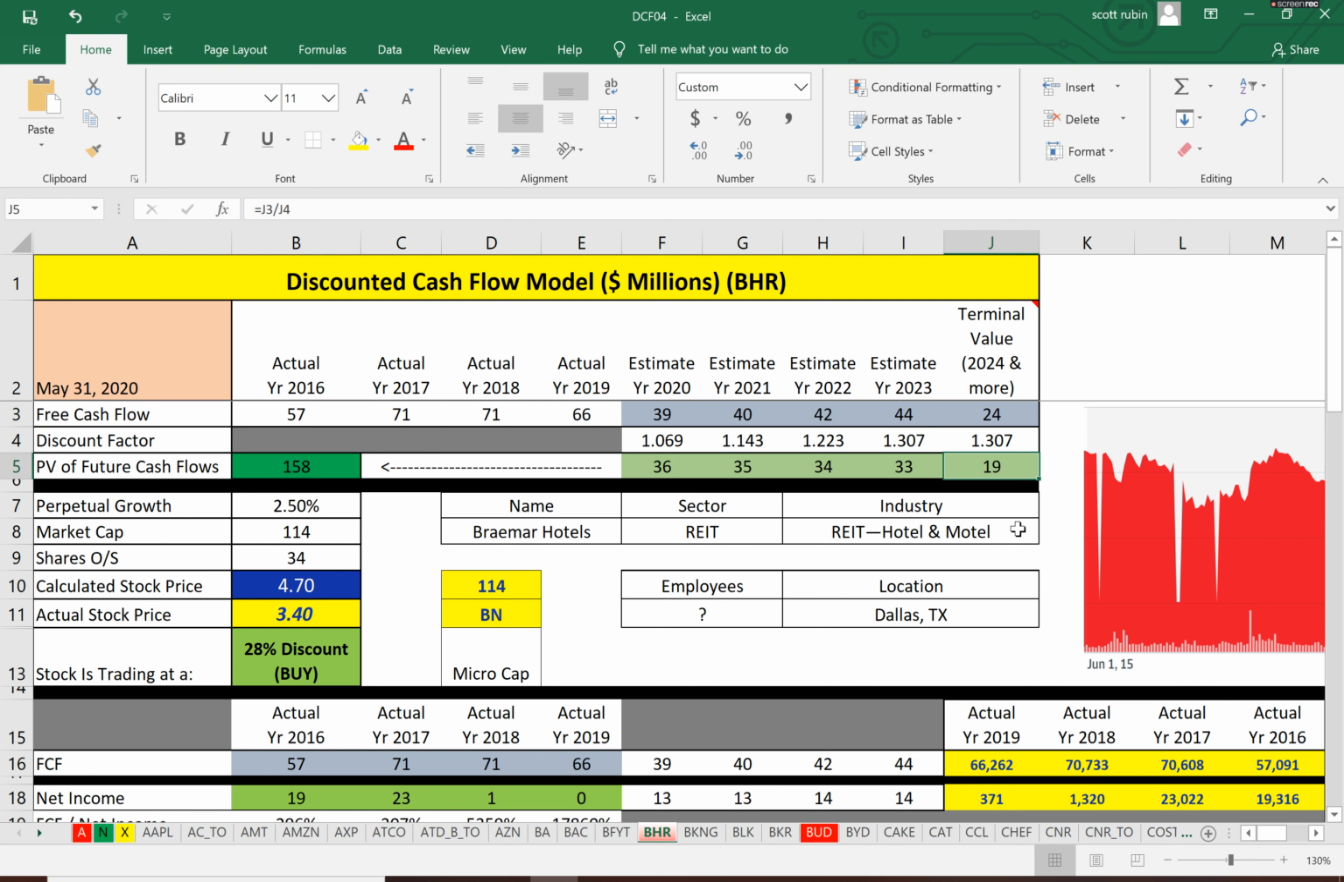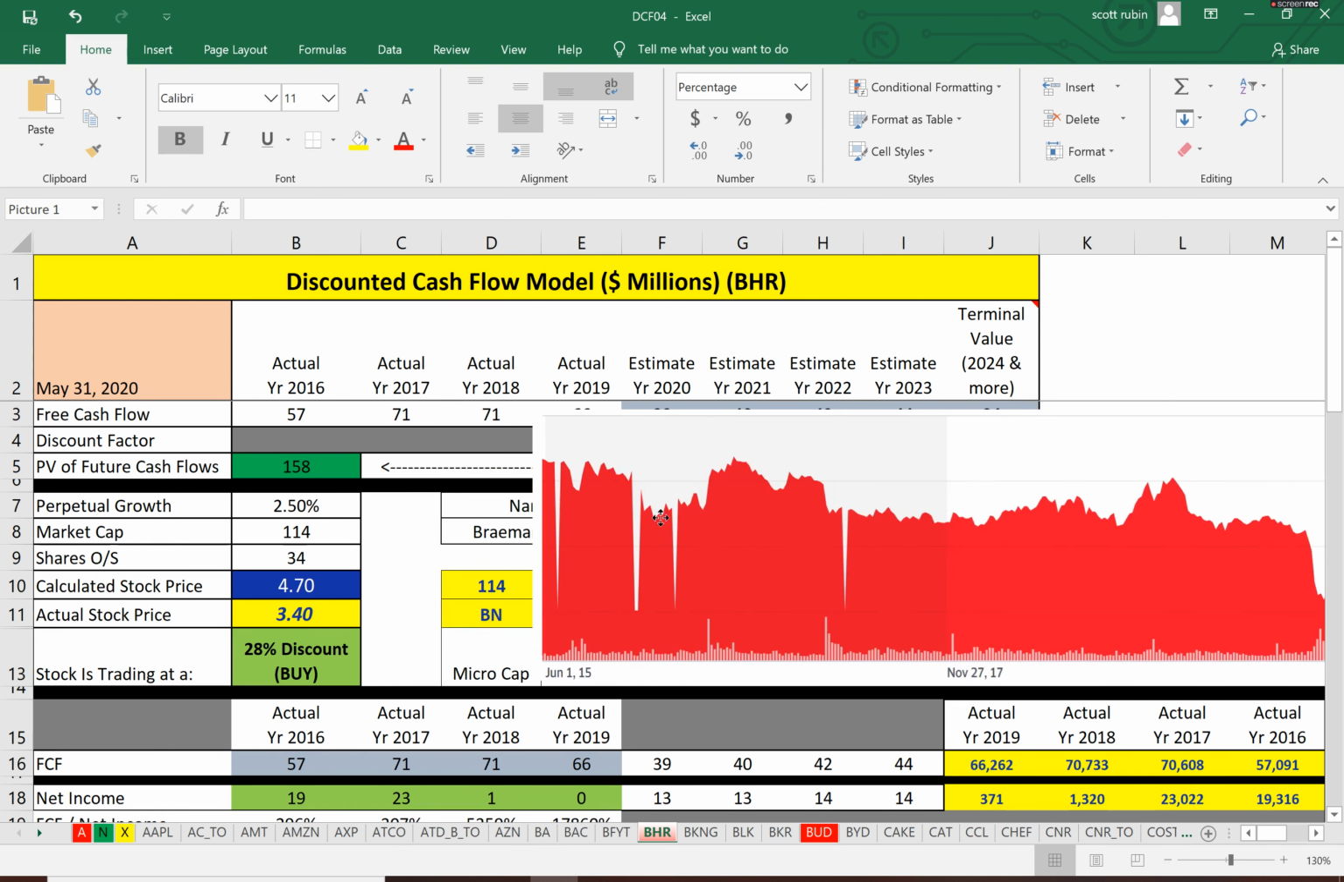So anyways, we're going to present value these numbers that we calculated up here, and those are the present values. So the value of the company, according to the model, is $158 million, and we divide it by 34 million shares. We get a stock price of $4.70. So it is trading at $3.40, so it is a buy according to the model. It's trading at a 28% discount.